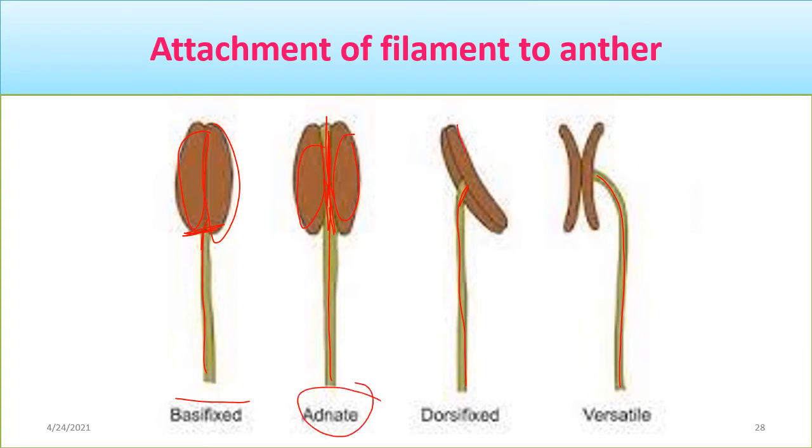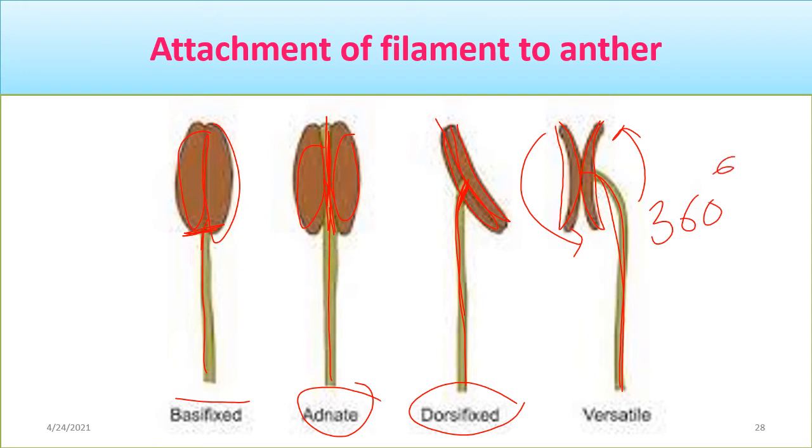If you look, this is one anther lobe, this is another anther lobe, and this filament is attached to the dorsal side. Hence this is called dorsifixed. In this case, anther lobes are separate from each other, and the filament is sharply attached at the dorsal side, but this point of attachment is very small, and it can rotate 360 degrees. Due to this ability, this is called a versatile type of attachment.